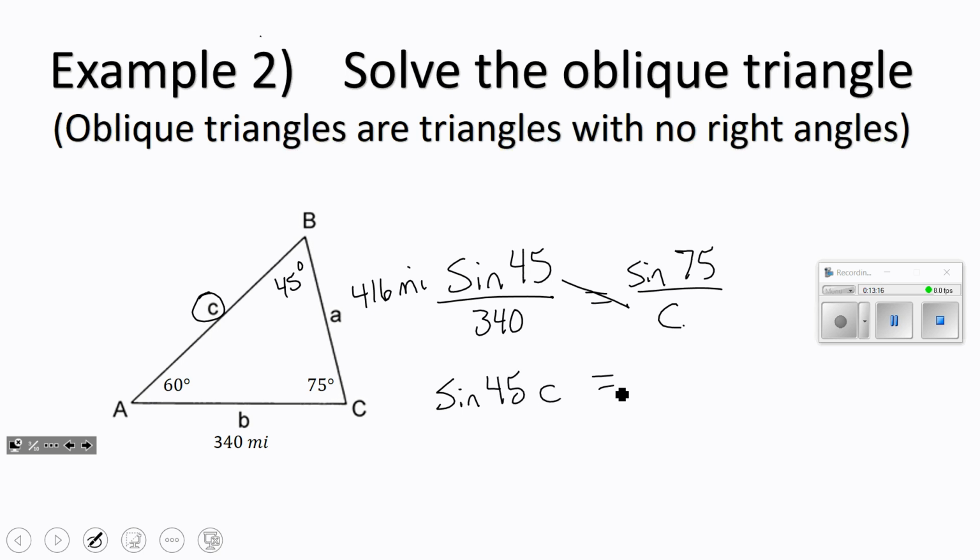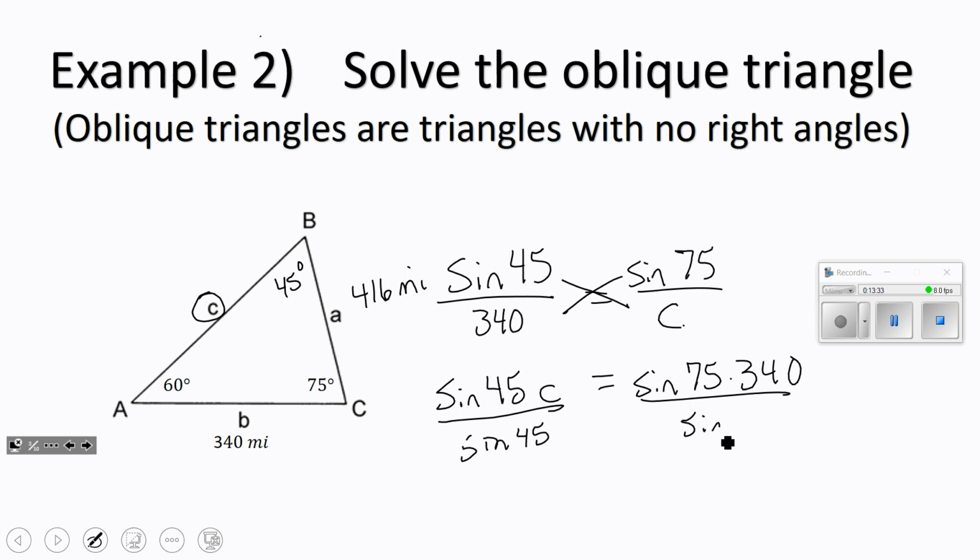Sine of 45 times c, and this will be sine of 75 times... Okay, now tell me, how would I solve for c? I'm going to divide by the sine of 45 on both sides. And again, just to be safe, I'm going to put it in parentheses just to make sure that it will work out. So what's the sine of 75 times 340?